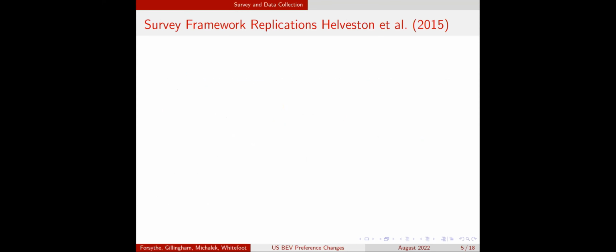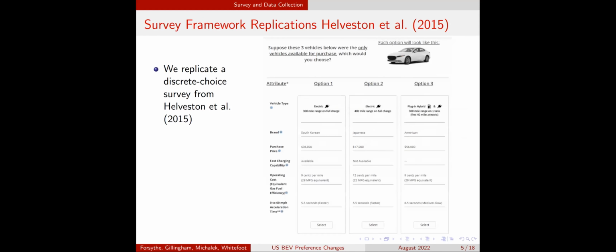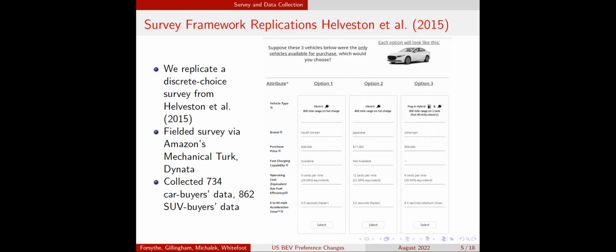So what we do is we replicate a survey from Helveston et al. 2015, where they were looking at consumer preferences for battery electric vehicles. Here is an example question from there. It's a stated choice survey where they're given a set of hypothetical vehicles that vary across several attributes, one of which is BEV powertrains, battery electric vehicle powertrains. We update that survey with some new values to better represent the current vehicle market. And then we've collected data on the order of 700 car buyers and 800 SUV buyers.